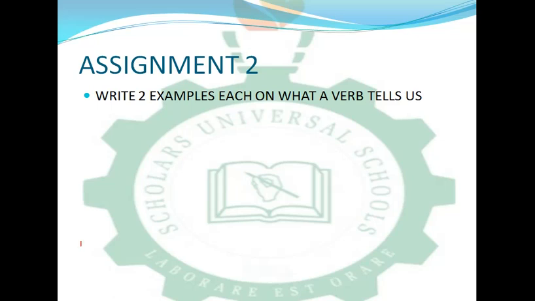That is, what a verb tells us about a person, about an action, about possession, and about the state of being of a thing or of a person, as given in the previous slide.